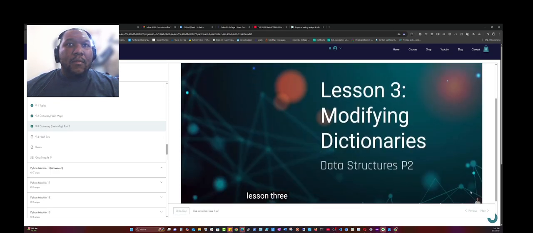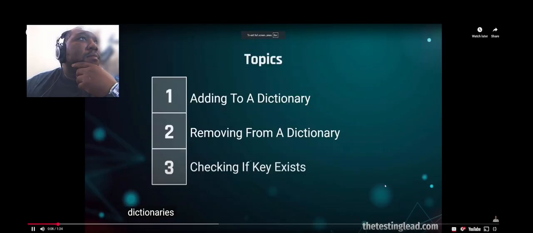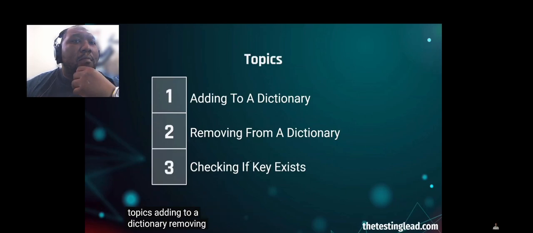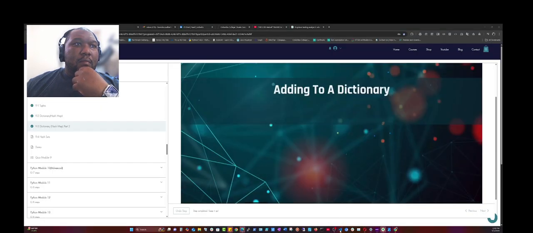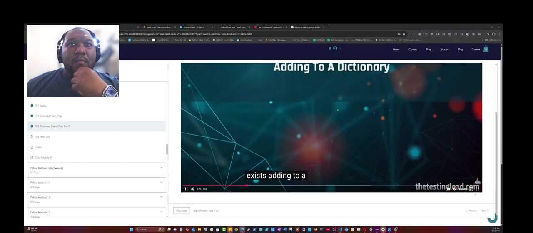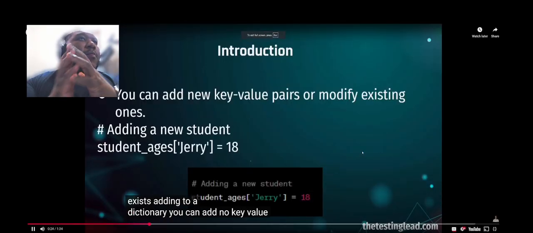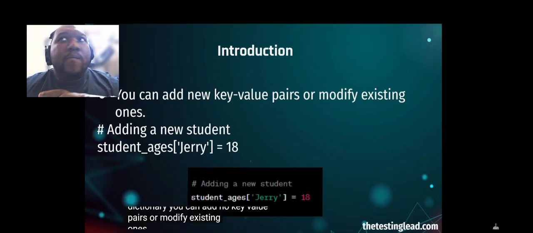Lesson 3: Modifying Dictionaries. This lesson has 3 topics: adding to a dictionary, removing from a dictionary, checking if key exists. Adding to a dictionary. You can add new key value pairs or modify existing ones.